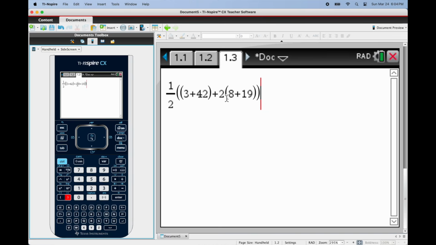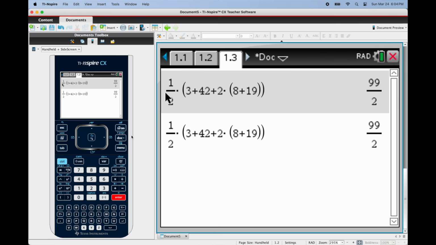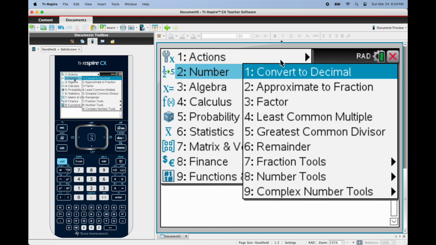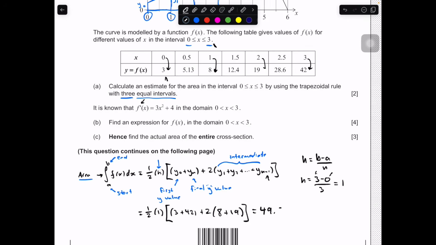To be honest, might be a good idea to just write 8 plus 19 times 2 plus 3 plus 42, and then multiply everything by a half. So we've got 99 over 2, or just as a decimal, well, it's going to be 49.5. Convert to decimal, there it is. Sorry, 49.5 rather. Okay, so let's go back to the document. 49.5. That's our area under the curve.